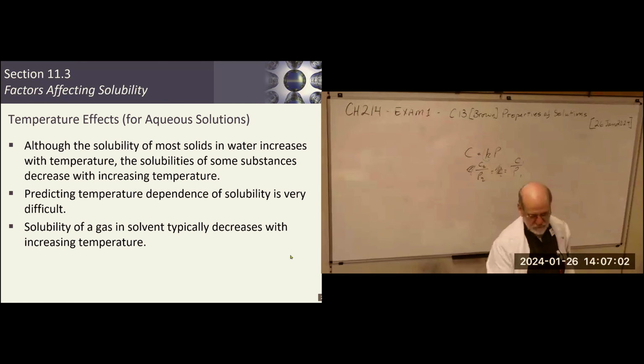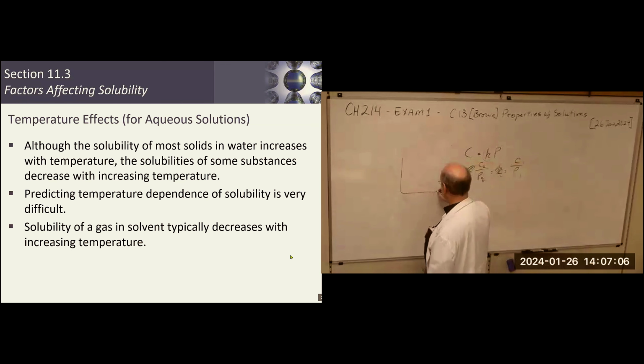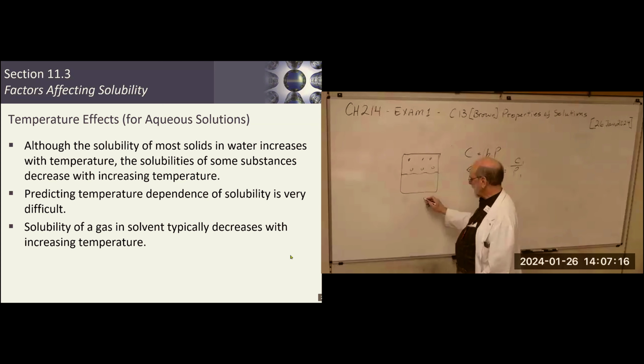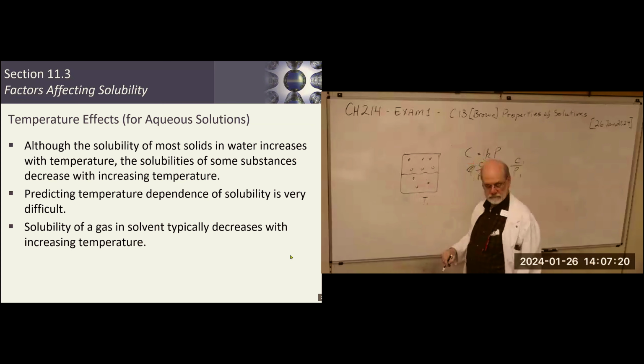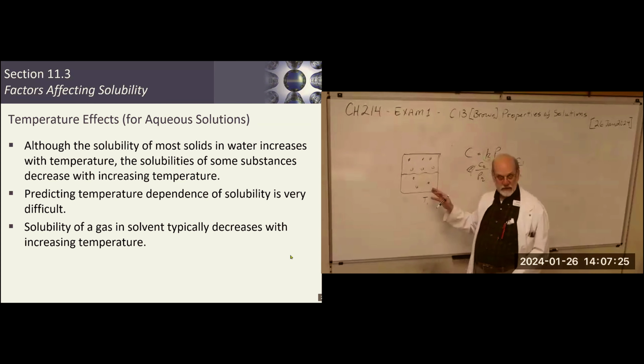So what's happening? Well, if you've got a liquid, and you've got gas molecules up here, let's seal it off. And at one temperature, you've got so many of these down here in the liquid. But what happens when you increase the temperature of the liquid?